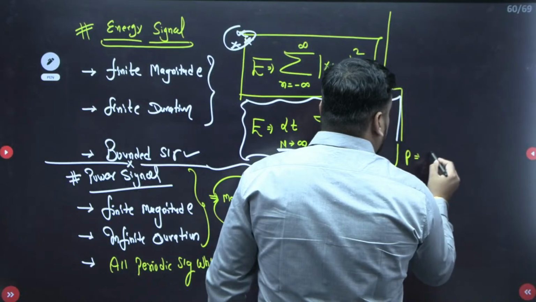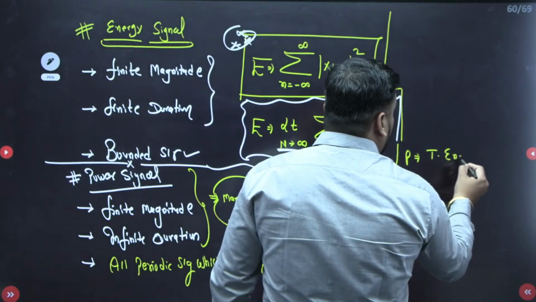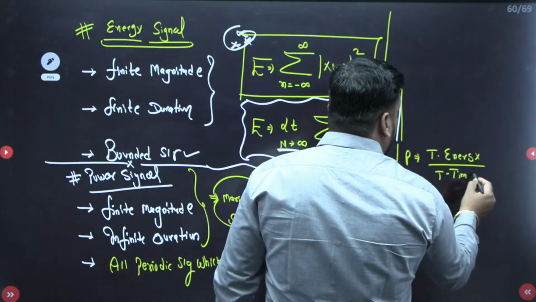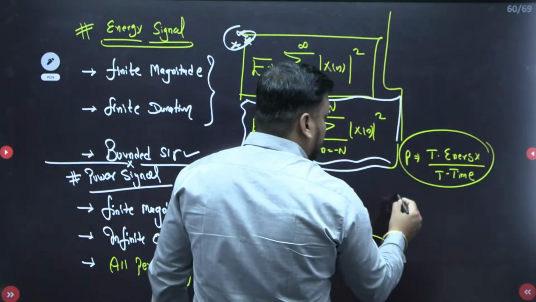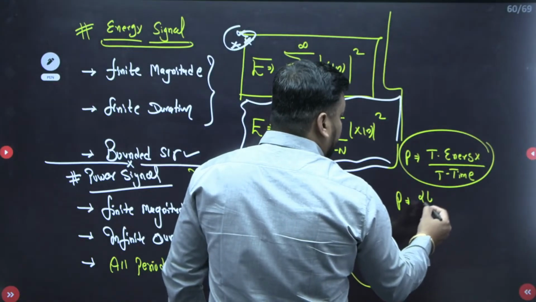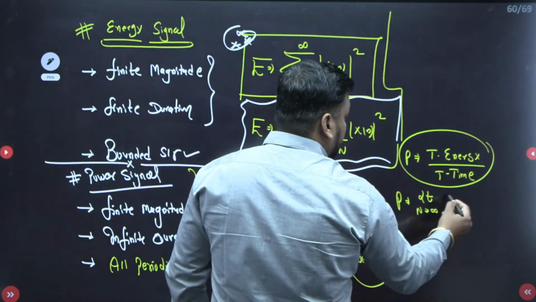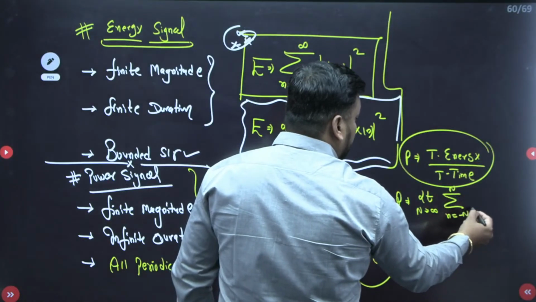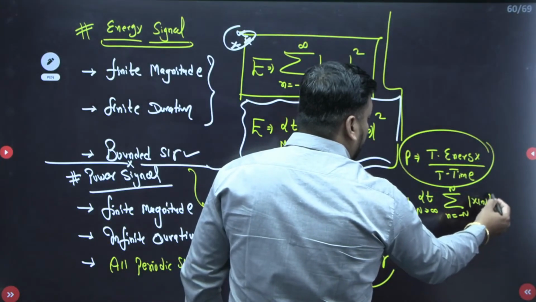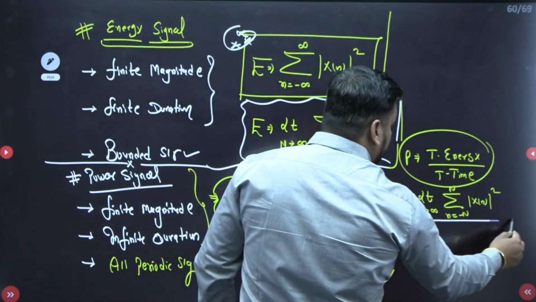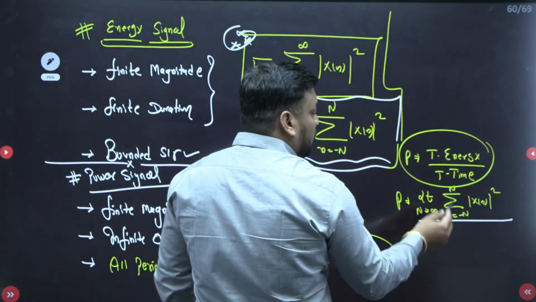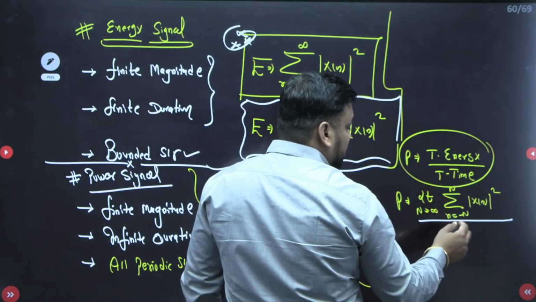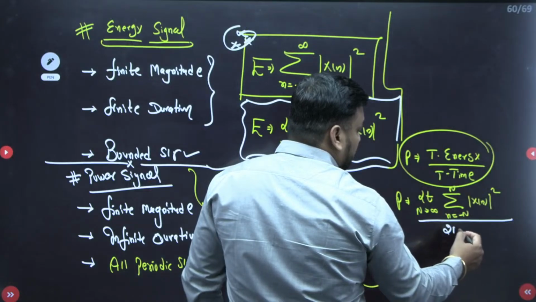Power formula is nothing but total energy upon total time. So if you know the total energy formula, P is nothing but, if I am writing, limit N tends to infinity, sigma with limit from minus N to capital N, mod of x of n whole square, divided by what is the overall time? Guys, you should write upper limit minus lower limit plus 1. So N minus minus N plus 1, so it will be 2N plus 1.